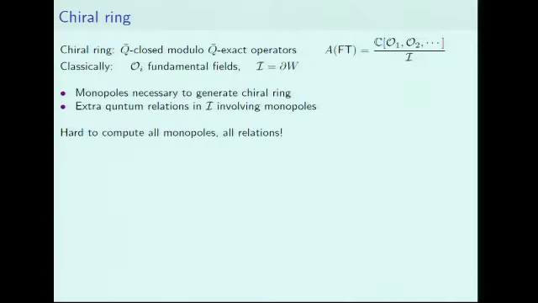However, here, as I said, there are two modifications. One is that we should include the monopoles in the generators. And the other one is that there can be some quantum relations in this ideal that involve the monopoles. Now here the problem is that one in principle should just compute all the monopoles which are BPS, and compute all the relations. But in general, it's very hard to compute this.